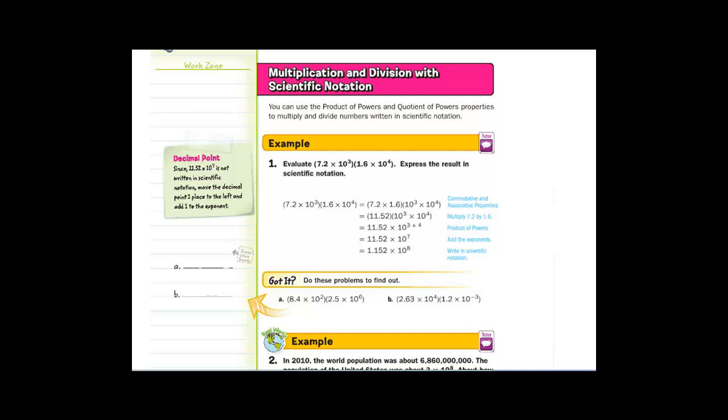Lesson 7 of Chapter 1. We're moving right on through. Lesson 6 was just about scientific notation. So now that we're at Lesson 7, we need to do operations with scientific notation. So we need to talk first about multiplication and division.